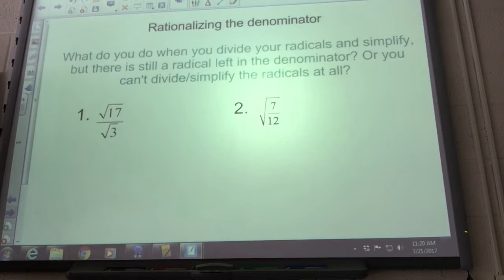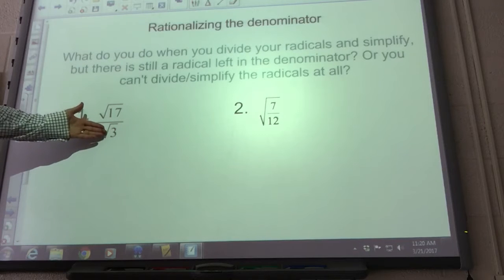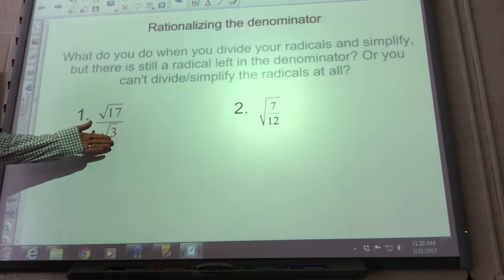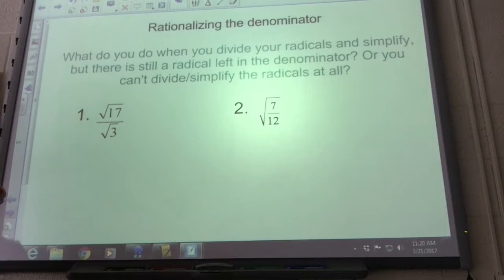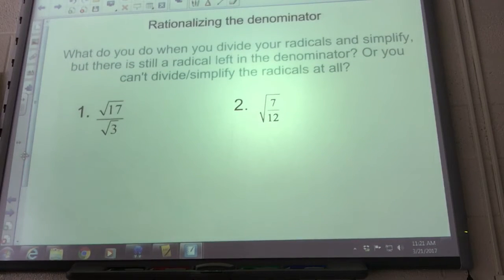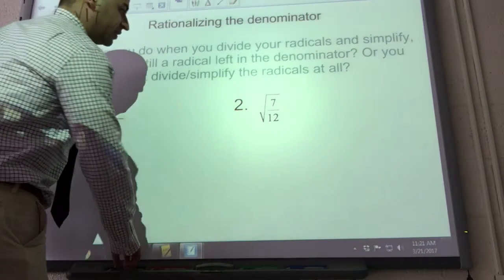Now there's some other cases. When you divide your radicals, so you start with a non-perfect square down here, you divide them and you can't simplify it. You have a radical in your denominator. Well, what we need to do is take what we have in our denominator and turn it into a perfect square. So sometimes it's really easy.